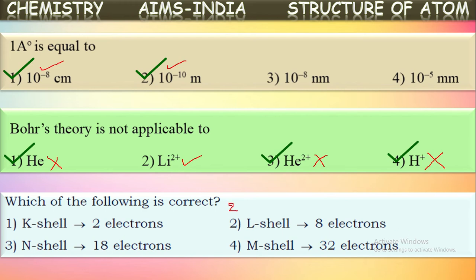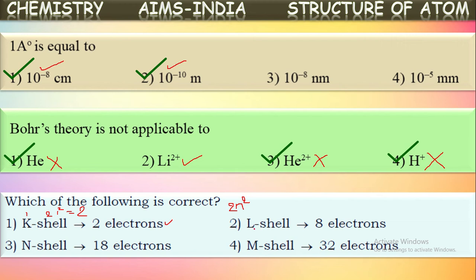The formula is 2n square, from which we can know the maximum number of electrons that can be accommodated in an orbit, where n represents the number of the orbit. If you see the first shell, that is K shell, it means n value 1. We substitute 1 in the place of n in 2n square, it becomes 2 into 1 square. What does it become total now? 2 into 1, that is 2 electrons. So it is correct. K shell can accommodate a maximum of 2 electrons.